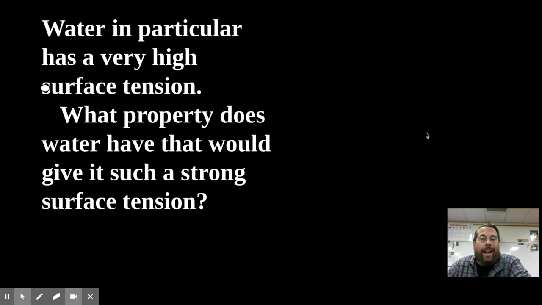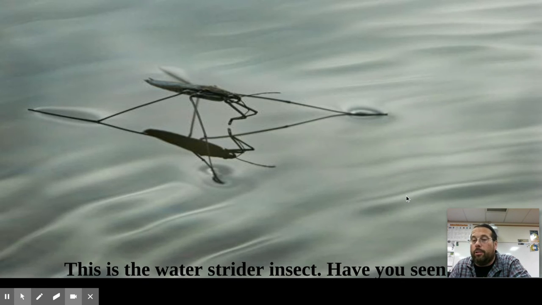Water has a really high surface tension. The reason that it has a high surface tension is because of that polarity of the water. It has a positive and negative pole to it, kind of like a magnet. So when you get water together, those positive and negatives stick together. And it's just another form of attraction.